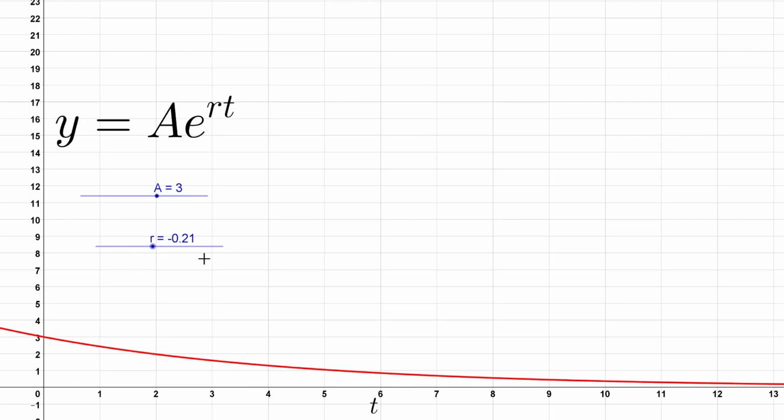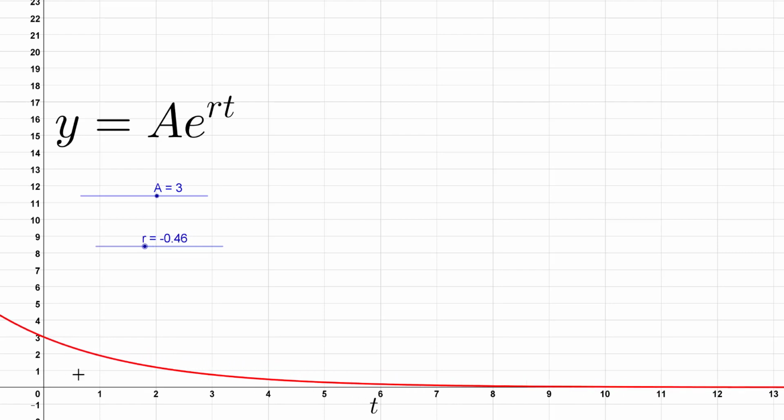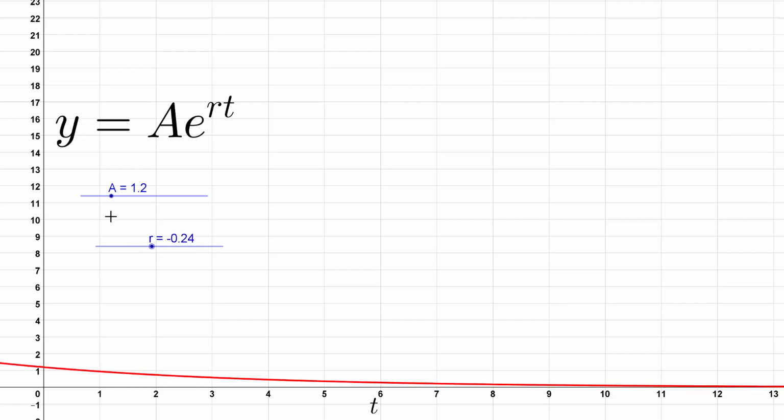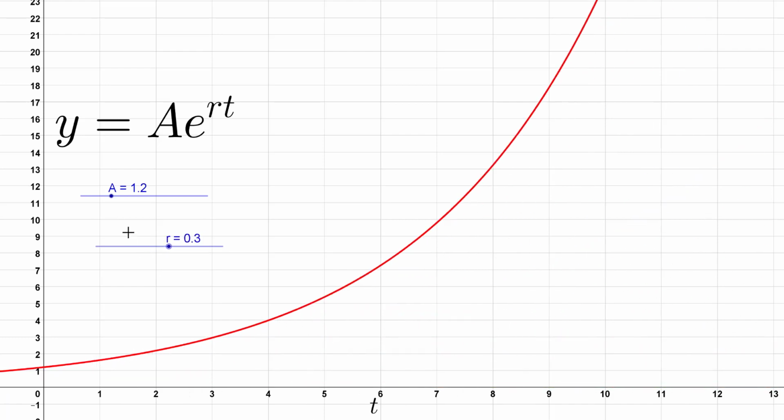And the more extreme we make this negative growth rate, the faster the values are going to decrease, as you can see here. So what I'm trying to illustrate is that using this exponential function, this ae to the rt, you can model so many different situations, depending on your values of a and r. For different values of a and r, you can create an equation or a function that models many different situations.